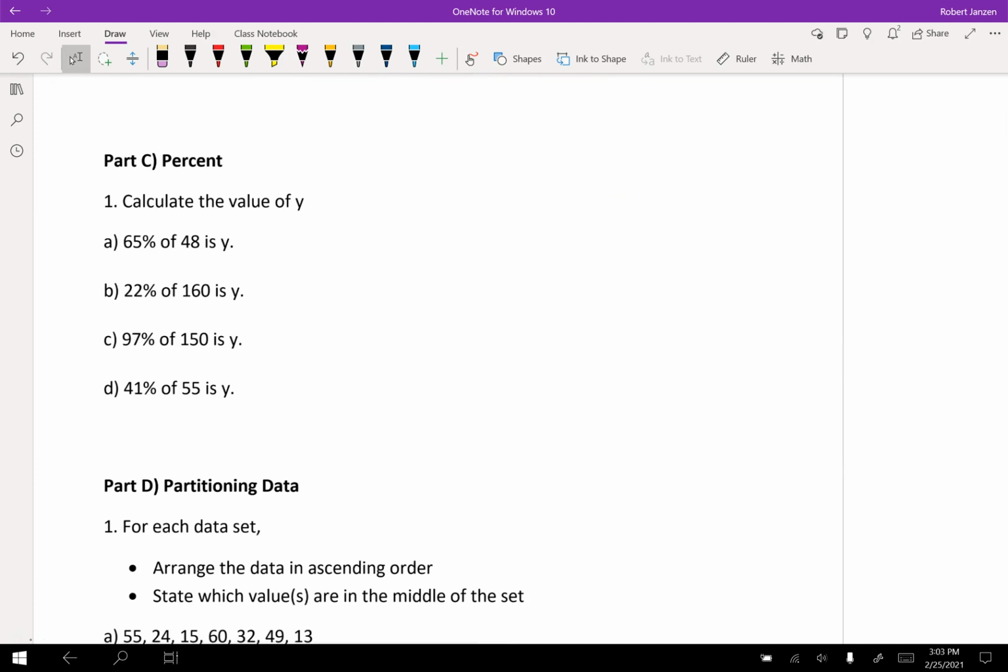Let's go to the next. Calculate the value of y. This has to do with percent. It says calculate the value of y, 65% of 48. Remember that 65% is 65 out of 100. Of means multiply. So you can go 65 divided by 100 times 48 equals 31.2. So in this case, y equals 31.2.